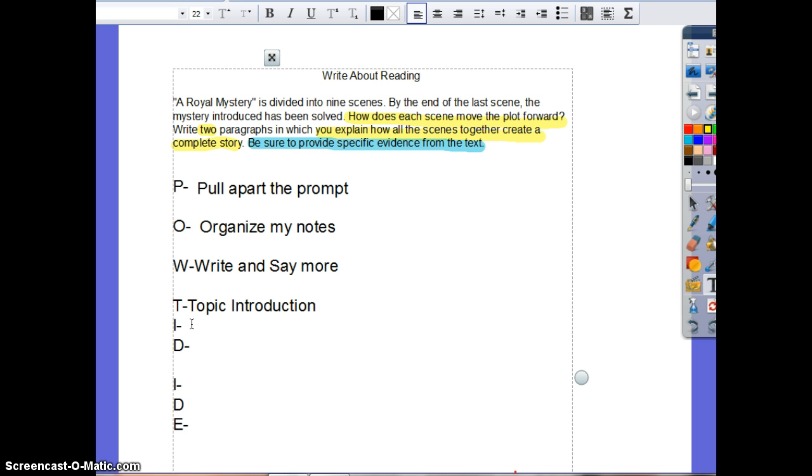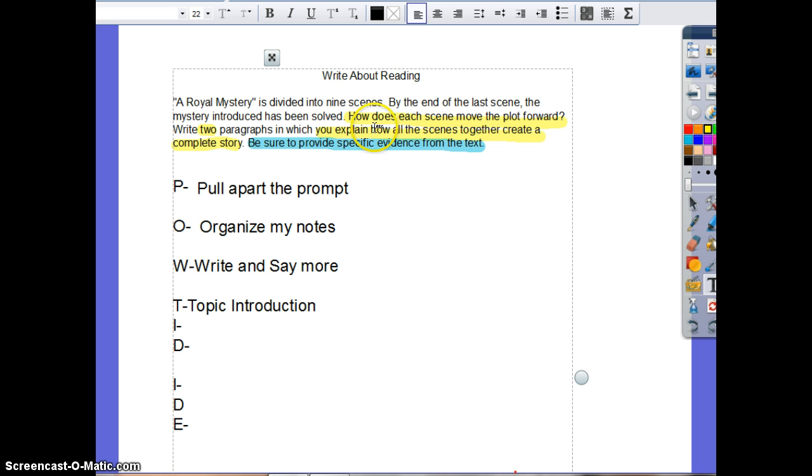written enough? What I always tell students when they ask me, is this enough? I will ask them, well, what do you think? Is it enough? Have you explained to the reader what it is you're writing about? Okay? So I is going to be your first evidence. Okay? Now let's go back to this prompt on here. It's asking us to explain how all the scenes together help to help tell a complete story.